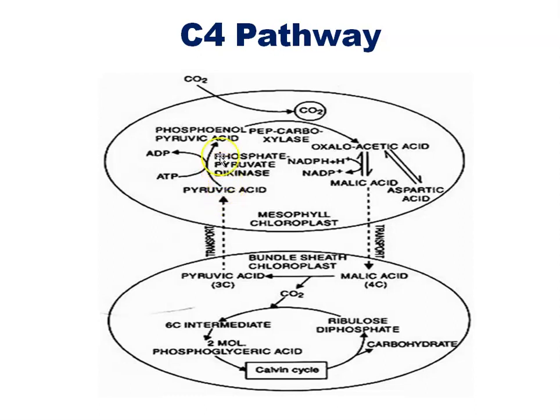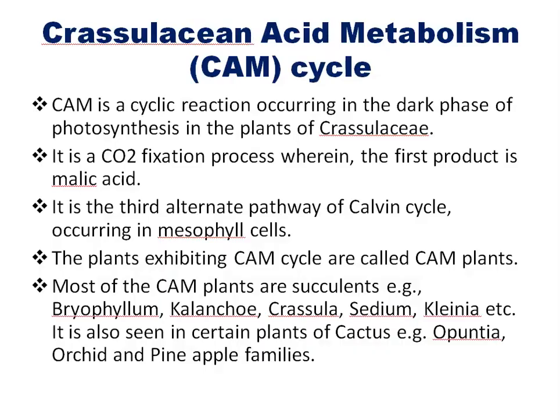Phosphoenol pyruvic acid is formed at last. The pyruvate molecule is transported to the chloroplast of mesophyll cells. Here it is phosphorylated, a phosphate group is added, and then phosphoenol pyruvate is formed, plus AMP plus pyrophosphate. So this is the C4 pathway.